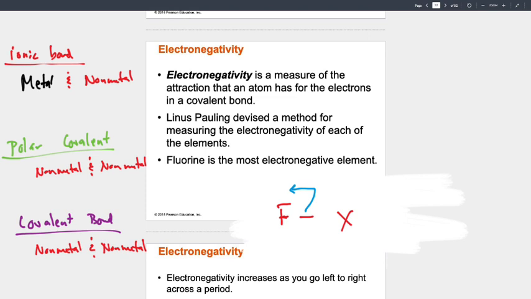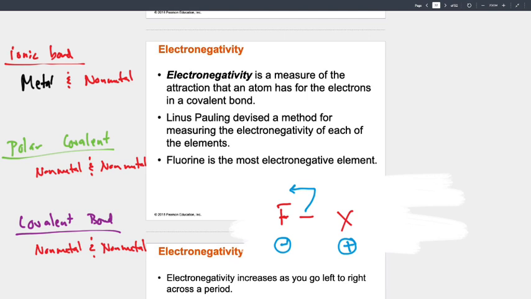Why negative? It's taking the electrons. So it has gained electrons, and since electrons are negative, it's starting to become negatively charged. What is our atom X starting to become? Positive, because it's now lost electrons. Awesome. This looks like an ionic bond.